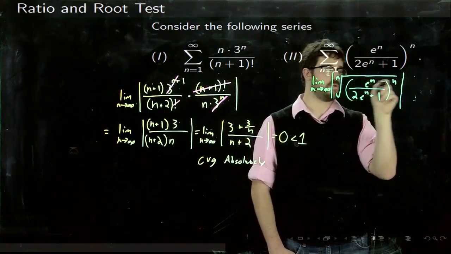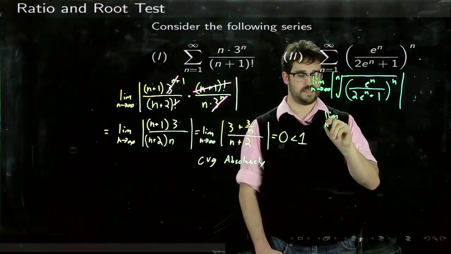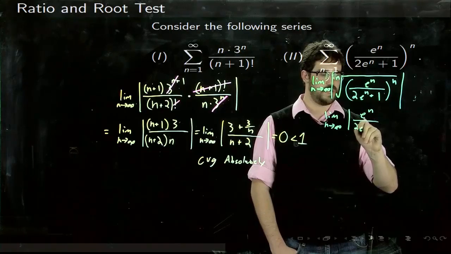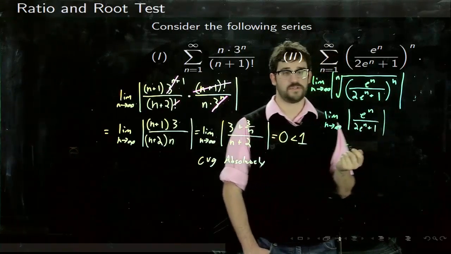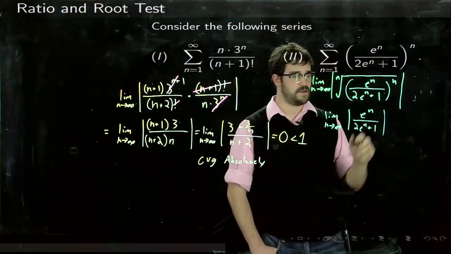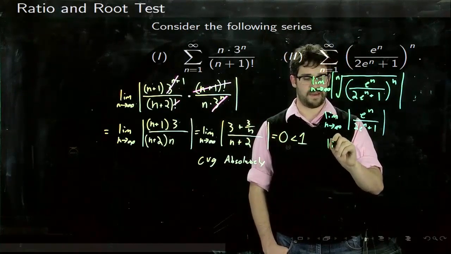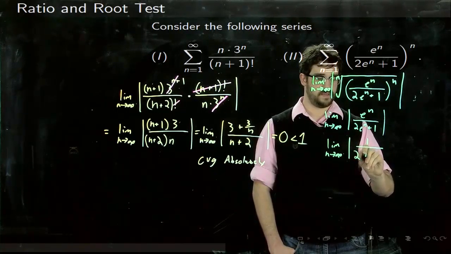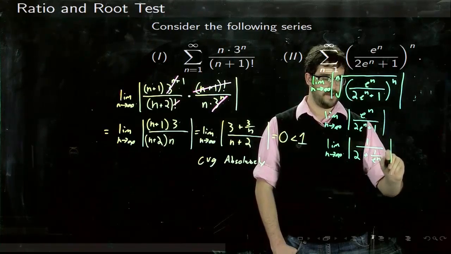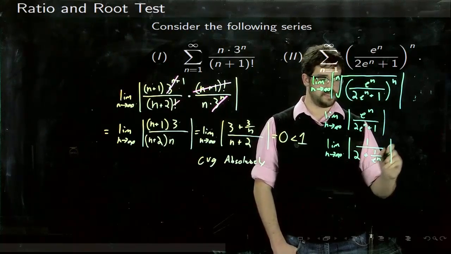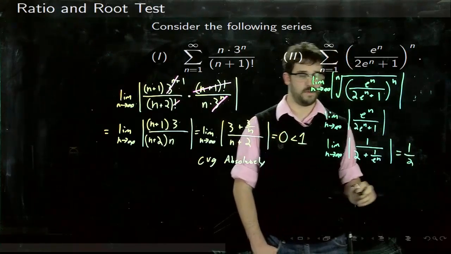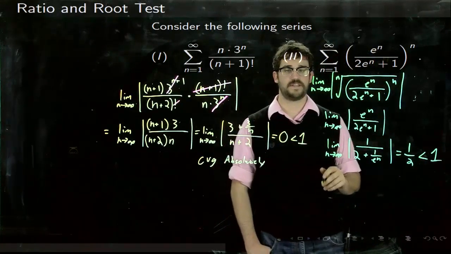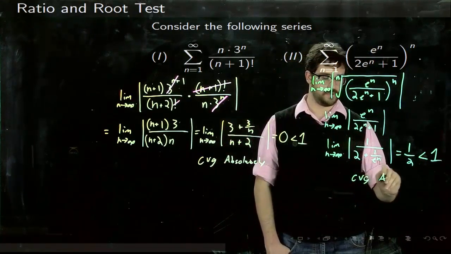Well, the nth root and this n cancel, so we get the limit as n goes to infinity of the absolute value of e to the n over 2e to the n plus 1. We could use L'Hopital's rule over and over again, but we could just also divide everything by e to the n and say this is the limit as n goes to infinity of 1 over 2 plus 1 over e to the n. As n goes to infinity, this becomes 0. This value becomes 1/2. Therefore, by the root test, since this is less than 1, this will also converge absolutely.